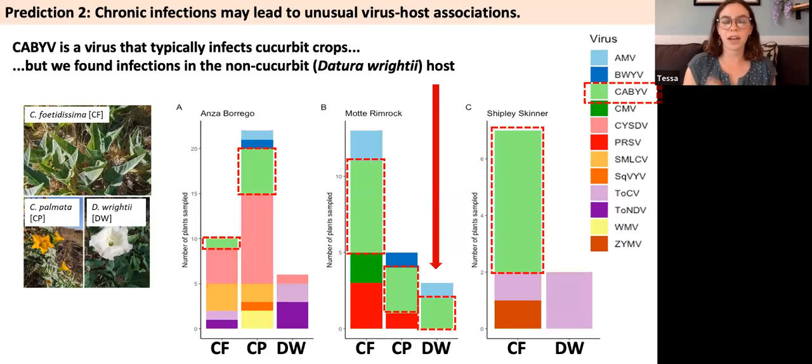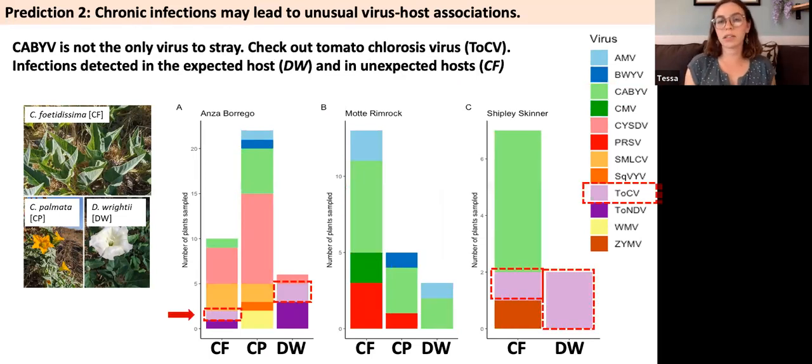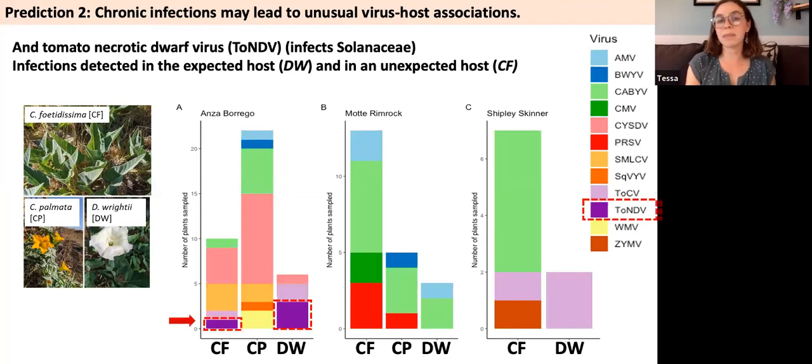For example, that green bar, CABYV, typically infects cucurbit or squash crops, but we found it infecting that nightshade, the Datura wrightii host. And we found that in more than one reserve. Same with tomato chlorosis virus. This one is mostly known, by the name you would guess, as infecting nightshades like tomato, but we did find it in two reserves infecting Cucurbita foetidissima. And the same goes for tomato necrotic dwarf virus, another one that should only be infecting nightshades, but we found it in our squash host.